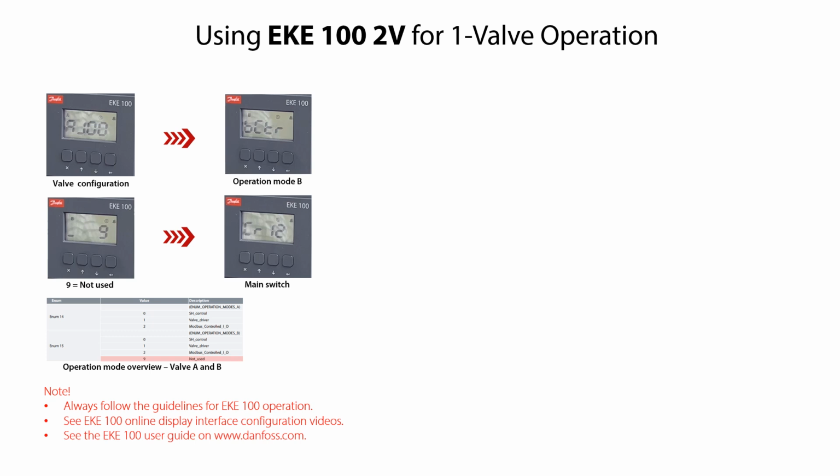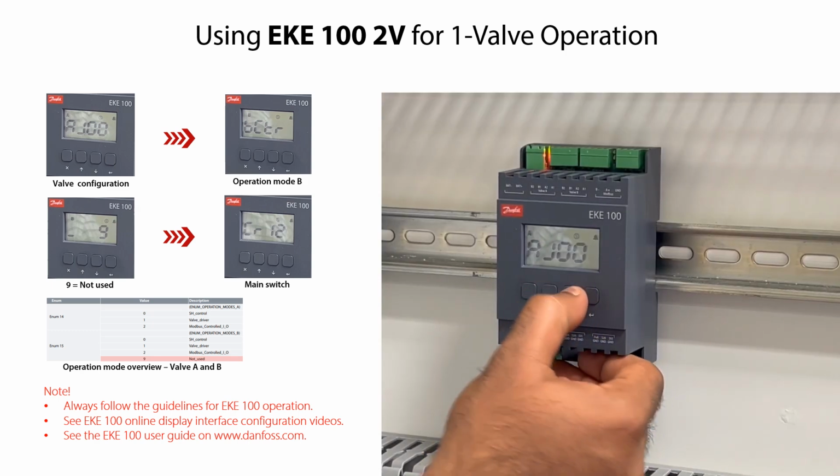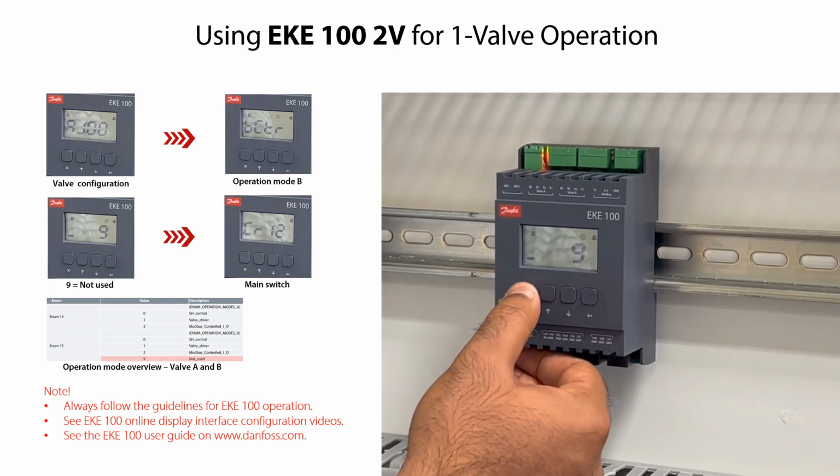Please refer to the EKE 100 user guide for details about how to read the display, understand the navigation structure, and understand the parameter abbreviations. Setting the EKE 100 2V version for one valve operation is shown in the following sequence.